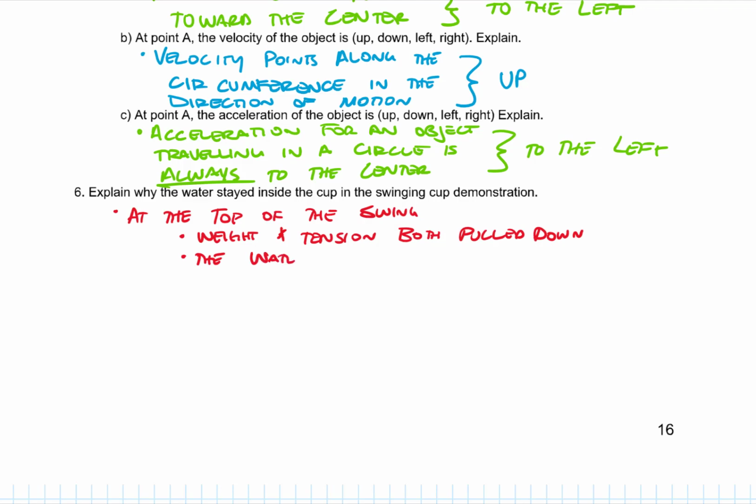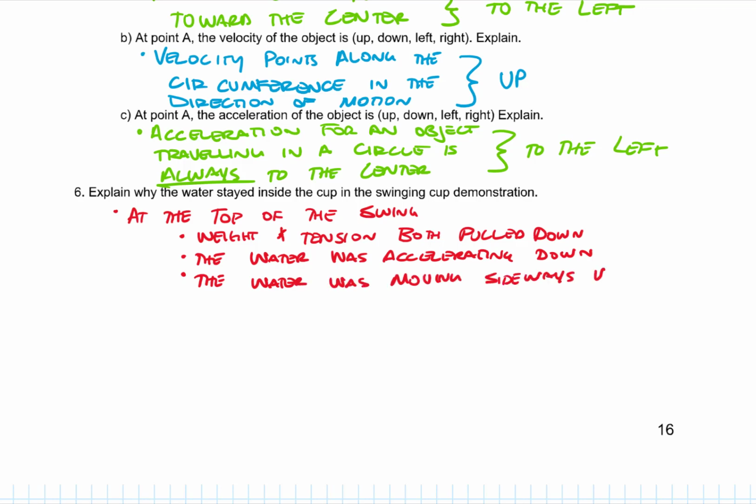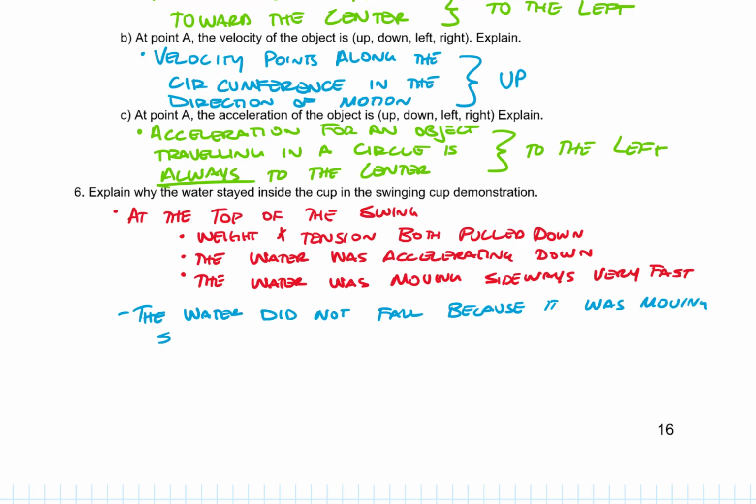But it was accelerating down. That's what it means. All the forces acting on the water were down. The water had to be accelerating down. But the water was also moving sideways with some velocity. So the water did not fall because it was moving sideways very fast.